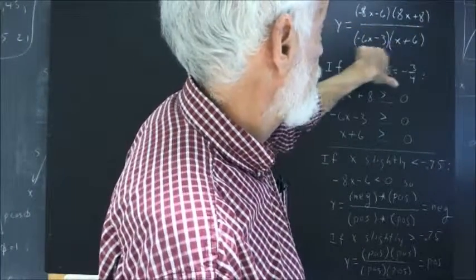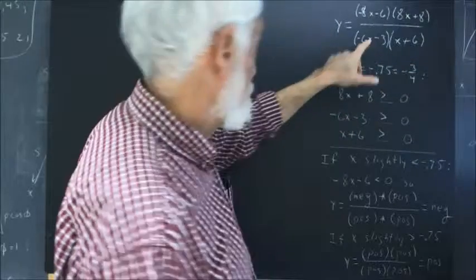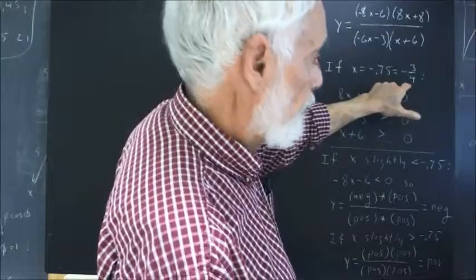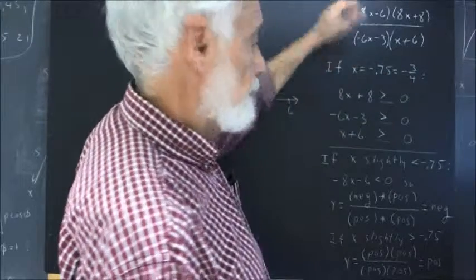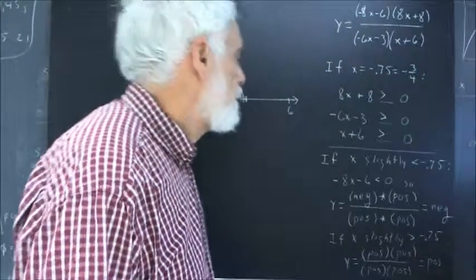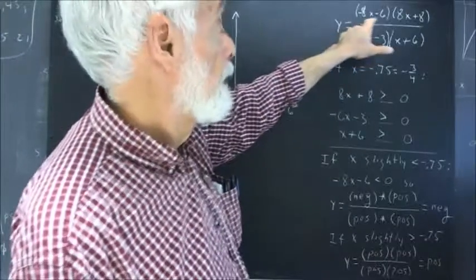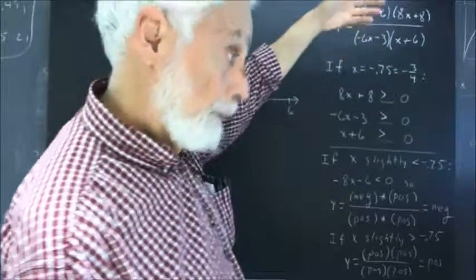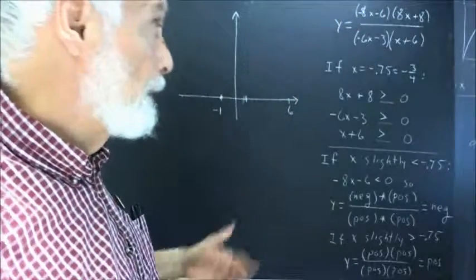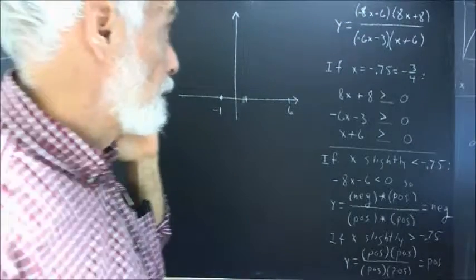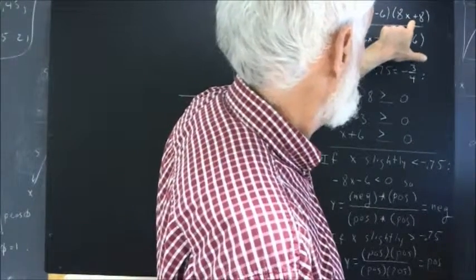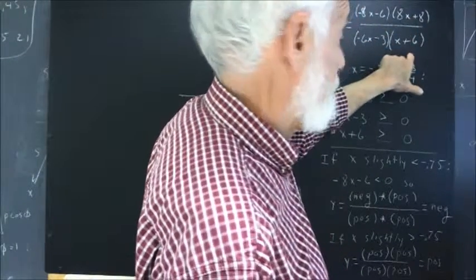Let's worry about these other terms, because what we want to know is whether, if x is on one side or the other of negative 3/4, y is going to be positive or negative. Of course, this being 0 at negative 3/4, it is going to be positive on one side, negative on the other. We'll worry about which side shortly. But first thing we've got to do is figure out what the signs of these are.